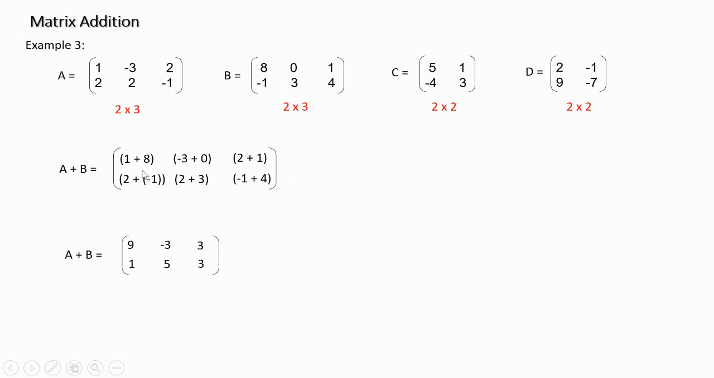This step here in the middle, you don't have to do it that way if you don't want to. This is just to show you what we do to find the answer. You can just go 1 plus 8 is 9. Negative 3 plus 0 is negative 3. 2 plus 1 is 3. 2 plus negative 1 is 1. 2 plus 3 is 5. And negative 1 plus 4 is 3.